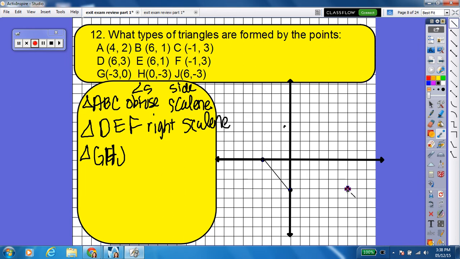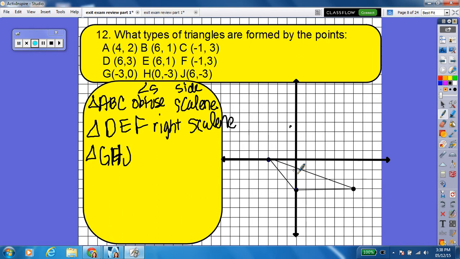So again, we have another obtuse triangle, so we didn't have any acutes. Now all we have to do is determine if it's scalene, or if it's isosceles. We know it's obtuse because look at that angle, it's greater than 90 degrees right here. So again, it's the same process. 3 squared, so 9, and 9 is 18, so this is the square root of 18.